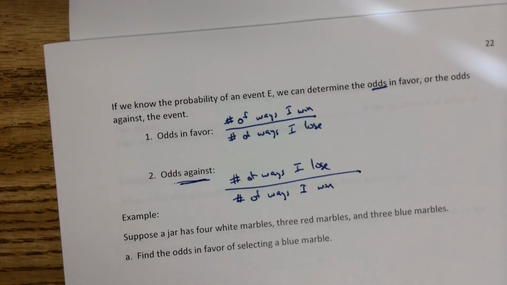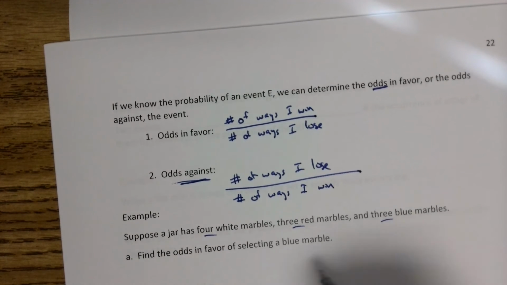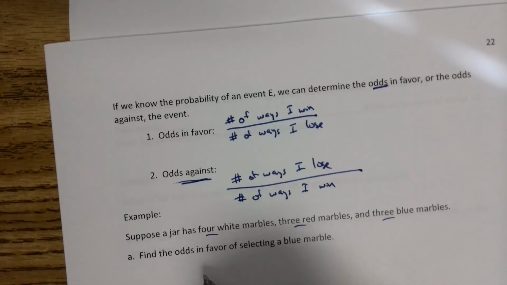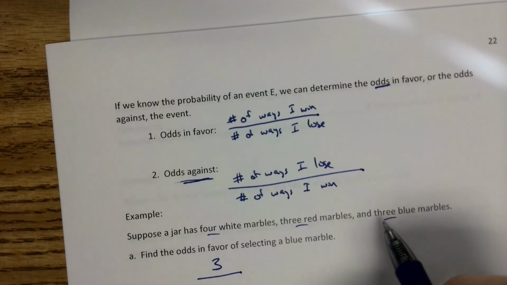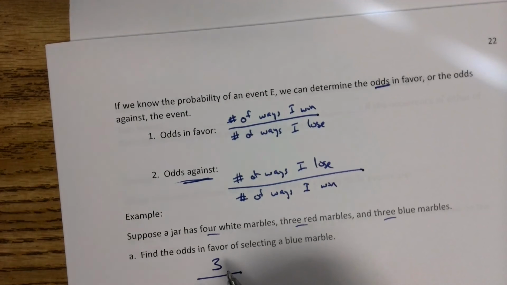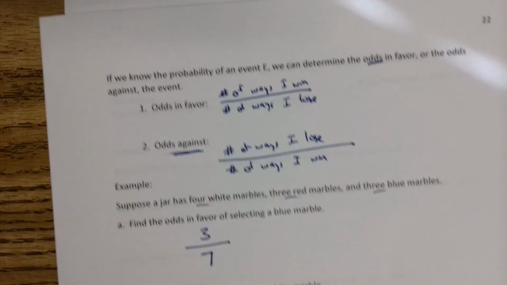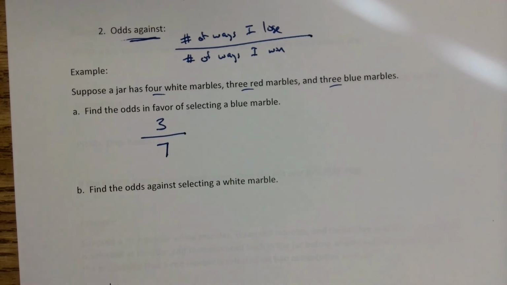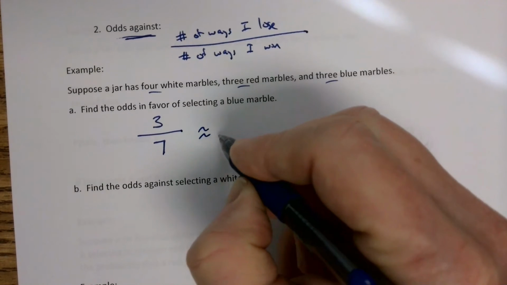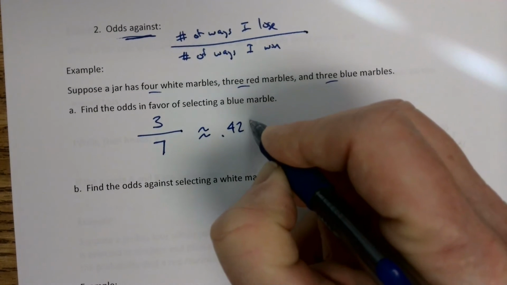So we're going to go back to our jar of marbles. 4, 3, and 3. Find the odds in favor of selecting a blue marble. Well, how many blue marbles are there? 3. And how many non-blue marbles are there? 7. So the answer is 3/7, which is quite weird. Which is approximately 0.4286.